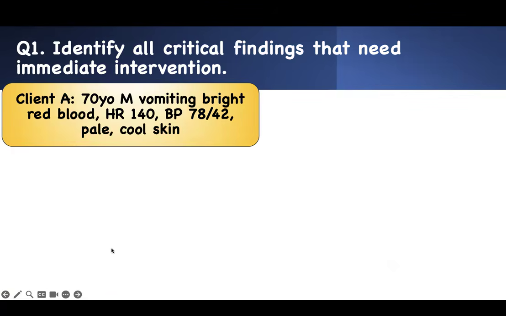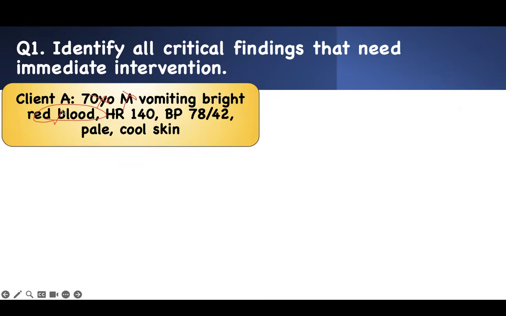What is the first question they're going to ask you? Identify all critical findings that need immediate intervention. They don't tell you anything, but they say look at each patient and tell us which of the information we provided needs immediate intervention. First patient, which of this information needs immediate intervention? That's all. If you see this patient, of course, his age doesn't matter. His sex doesn't matter. His vomiting, that's a problem.